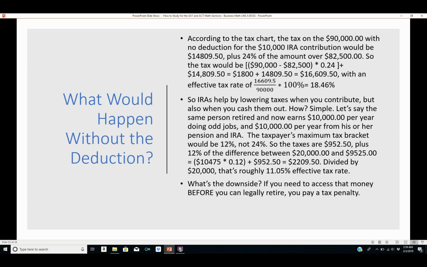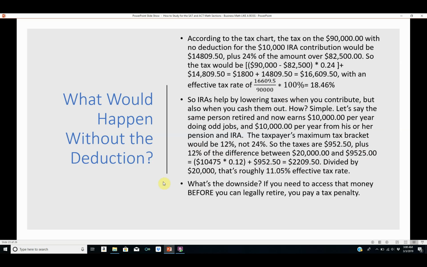And the IRA also helps by lowering taxes when you contribute, but also when you cash them out. How? Well, it's simple. Let's say the same person retired and now earns $10,000 per year doing odd jobs and $10,000 per year from his or her pension and IRA. The taxpayer's maximum tax bracket would be 12%, not 24%. So the taxes are $952.50 plus 12% of the difference between $20,000 and $9,525, which is $10,475 times 0.12 plus $952.50, which is $2,209.50. Divided by $20,000, that's roughly 11.05% effective tax rate.